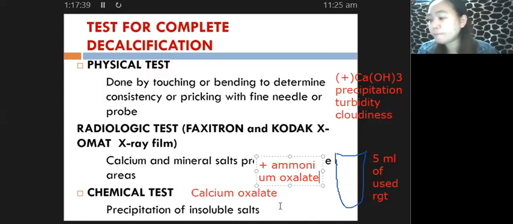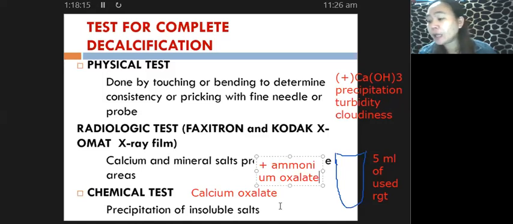Why? Because in your Perenyi's fluid, a precipitate will form upon the addition of ammonia, even if your calcium ions are absent. So that means even if complete decalcification is already achieved, after alkalinization there will always be precipitates that form. Okay, so that's the problem with your Perenyi's fluid.